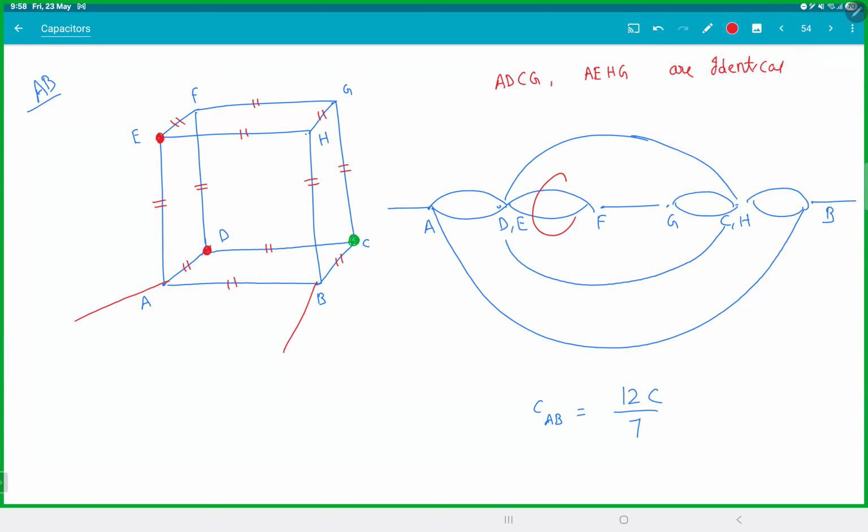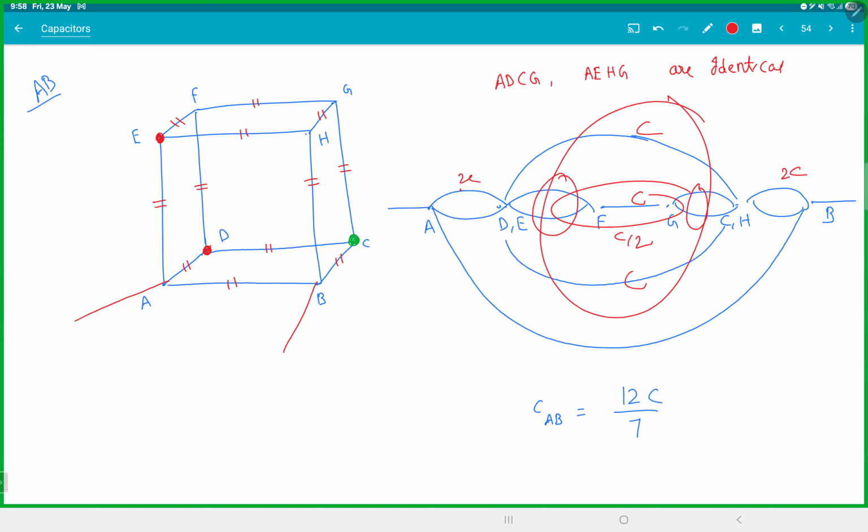Check karo. 2C, 2C. That 2C, 2C becomes C. This is already C. So this whole thing becomes C by 2. This is C. This is C. This whole thing becomes 5C by 2. This is 2C. This is 2C. That becomes C. That C and 5C by 2 will become 5C by 7 plus C, 12C by 7.